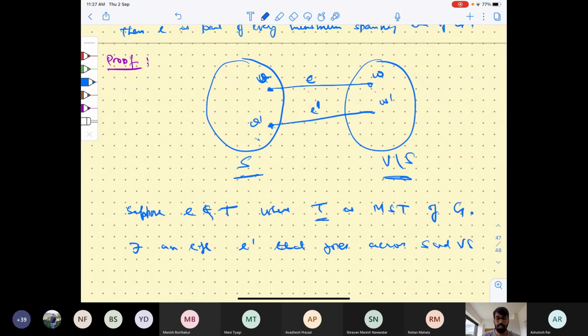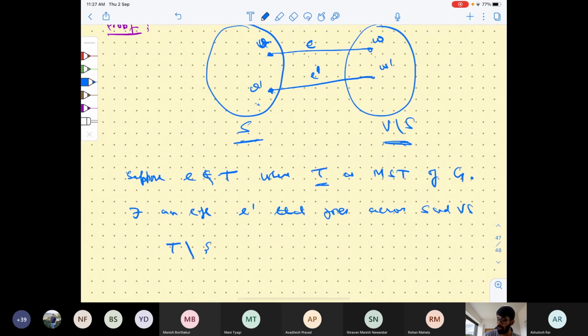Now the idea is that we want to have an exchange argument. What we want to do is T minus e prime union e, and we want to show that this is a spanning tree of less weight than T. So let's call it T prime.